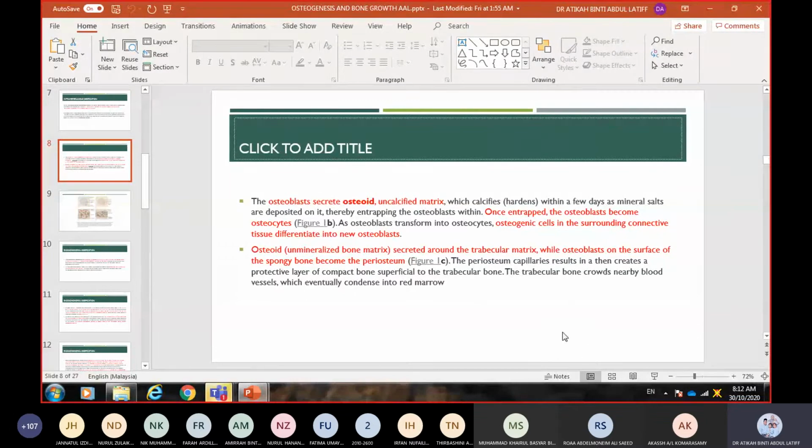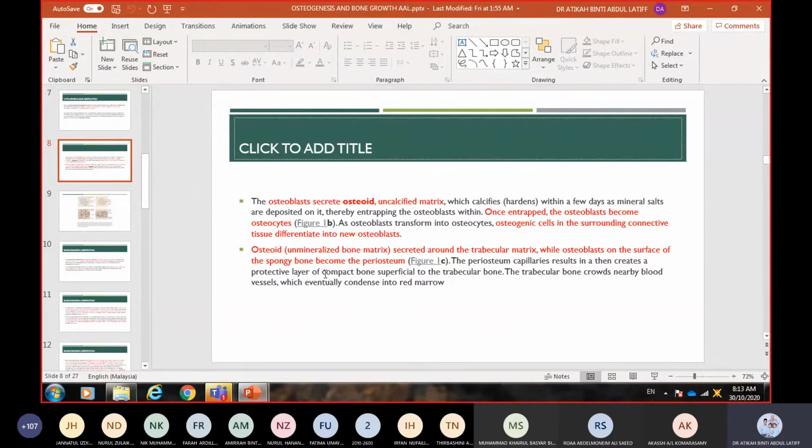Okay, so from osteogenic cells, they become osteoblasts. Osteoblasts then secrete osteoid, which is an uncalcified matrix around it. The calcium then comes in and calcifies the matrix. Once the matrix is calcified, the osteoblasts become entrapped, and they become osteocytes. Okay, so osteogenic cells to osteoblasts, then osteocytes.